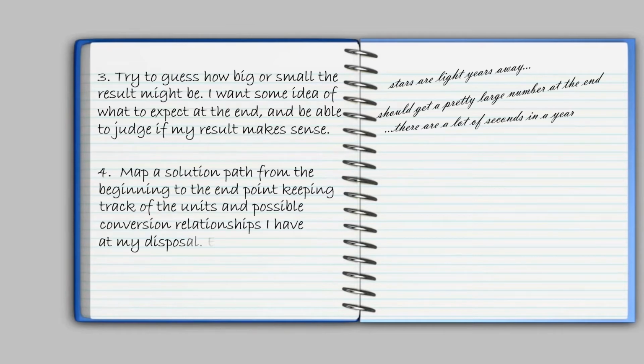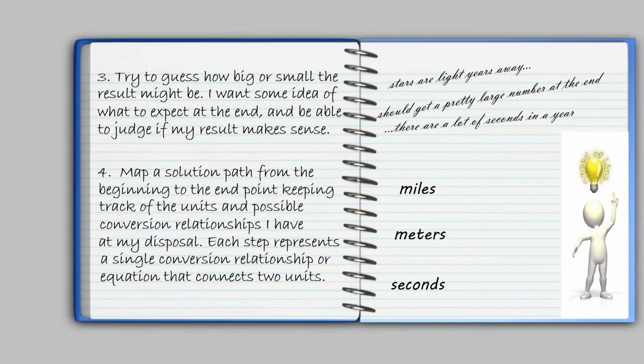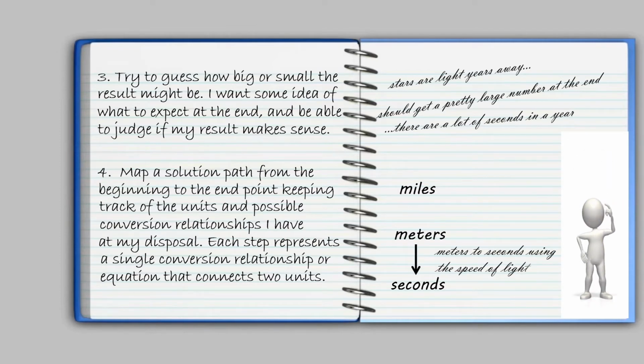Now I map a solution path from the beginning value with units to the end value with units, making sure to take only one step at a time. Each step needs to represent a single conversion relationship or equation that connects the two units. I'm not thinking about numbers, just units and how they might be related to simple single unit conversions, formulas, or equations. Looking at my list of information, I quickly see I have the speed of light in units of meters and seconds, and that is the critical link. It is providing a conversion relationship that can bridge the gap between length in meters and time in seconds.